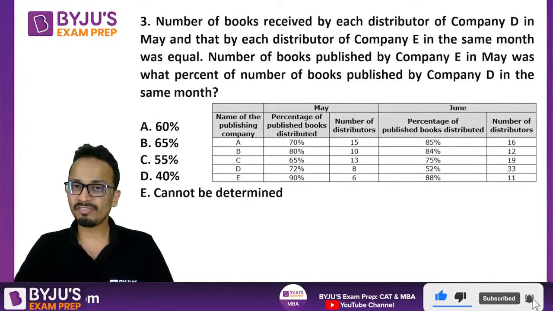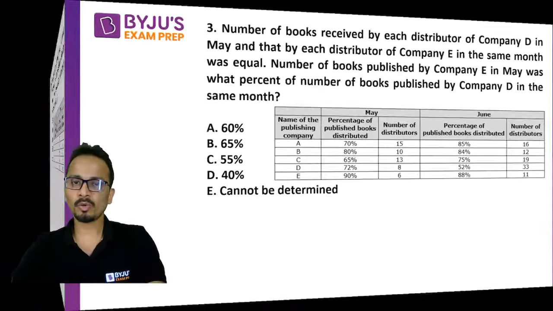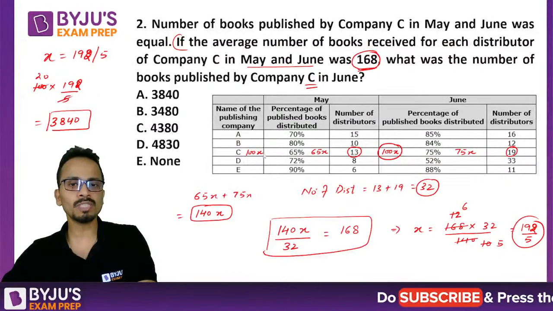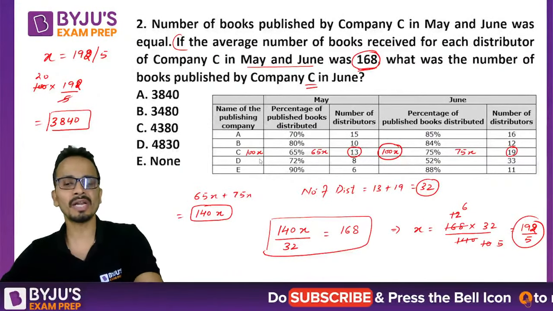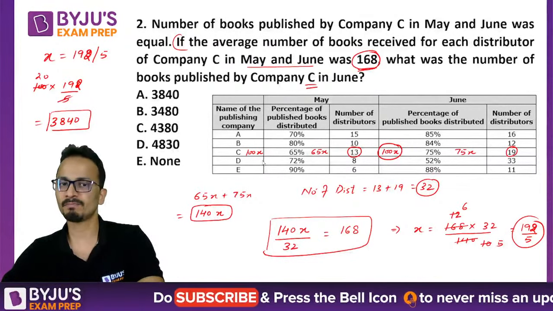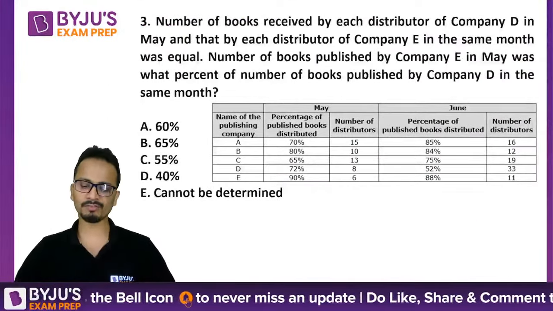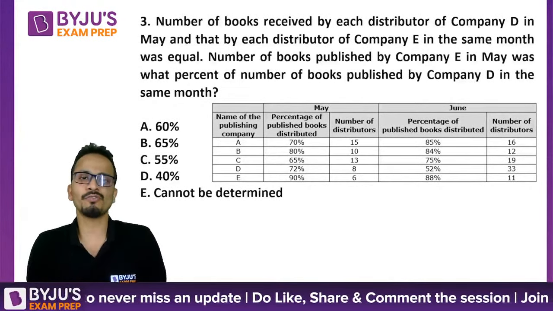Now understand the way I am doing these calculations. In the previous question, to make things easy, I assumed the number of books published as 100x and 100x in both the cases, since it was given as equal. You can repeat a similar approach for the next few questions.